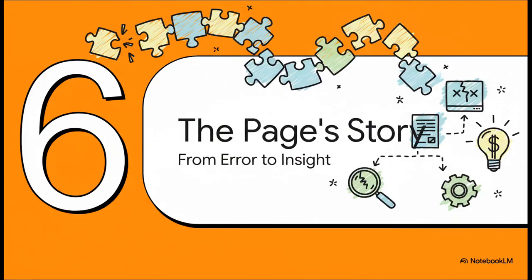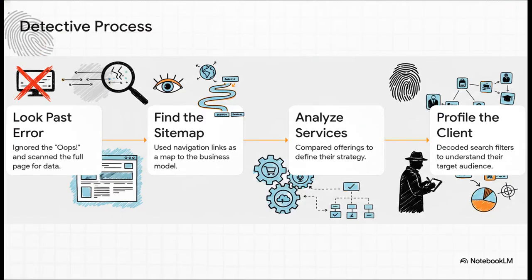So let's just step back and recap what we've done here. We started with a page that literally just said, oops, and from that one single broken page, we have managed to piece together an entire corporate strategy. The process was actually pretty simple, but it was incredibly powerful. First, we looked past the obvious error message. Then, we used the navigation bar as our sitemap. After that, we analyzed the services they offered, and finally, we profiled their clients using the tools they left behind for us.